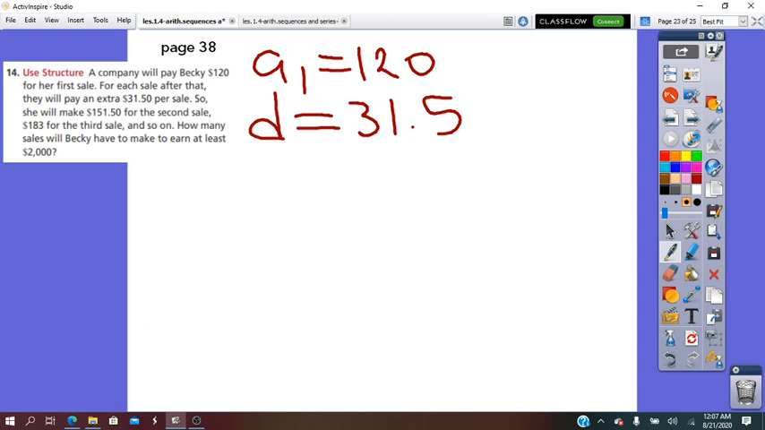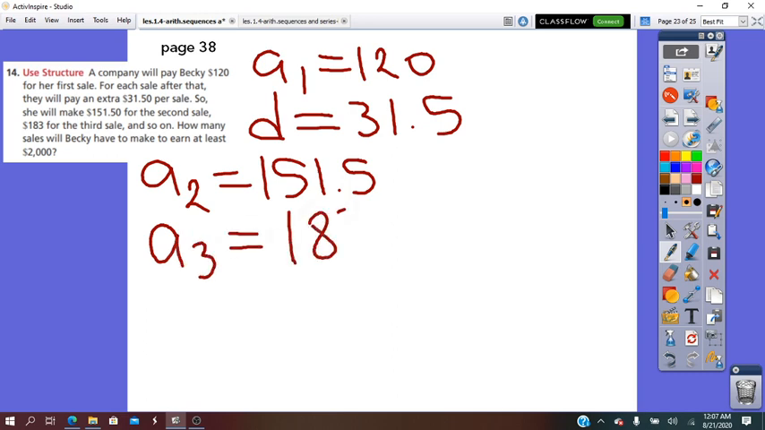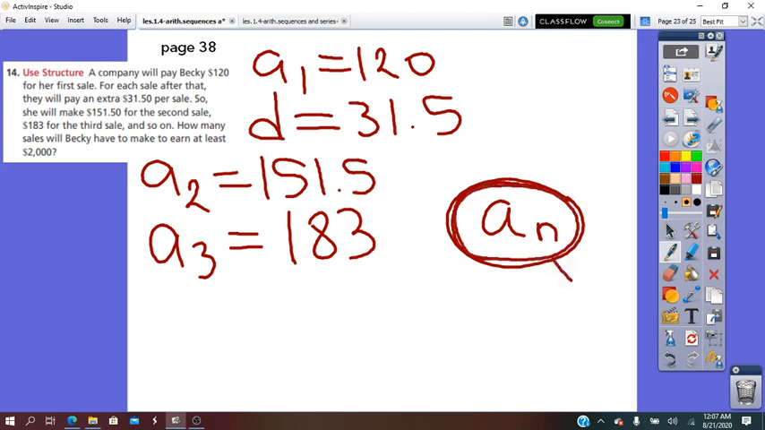So she will make $151.5 for the second sale. So this is A2 equals 151.5, and $183 for the third sale, so A3 equals 183. When we write an, in this case, this an term represents the money, and n represents the sale. So this is the first sale, the second sale, the third sale. All of these sales form an arithmetic sequence in which we know the first term and the common difference. The question is, how many sales?